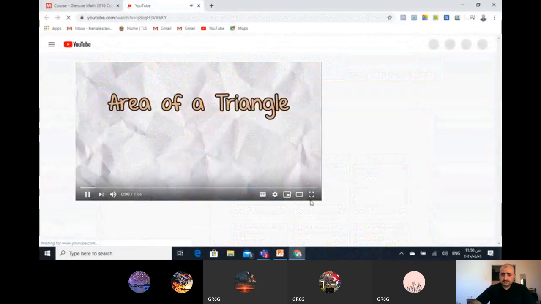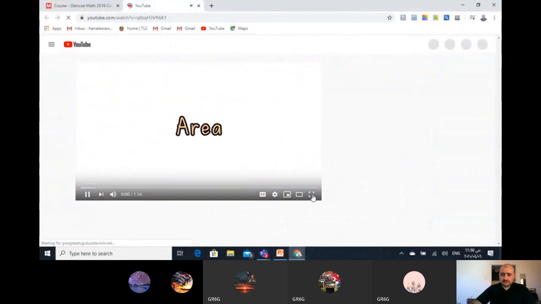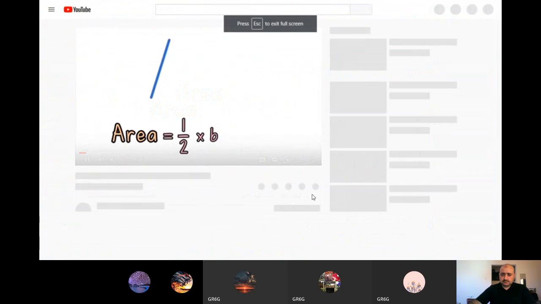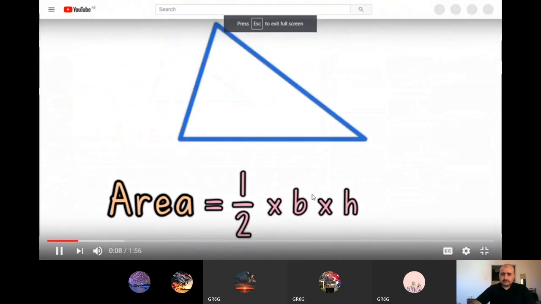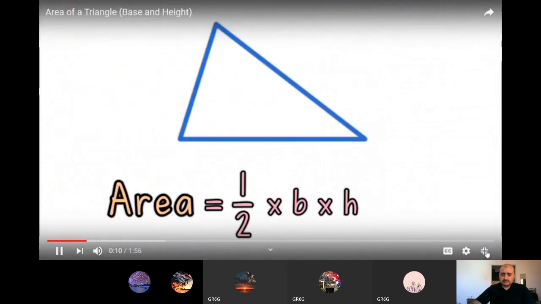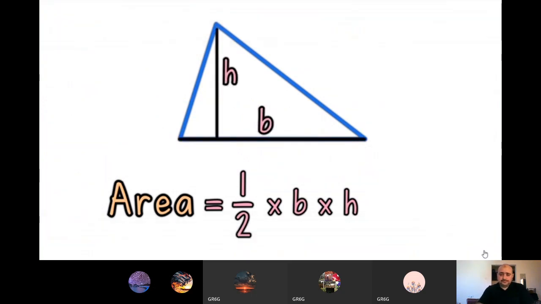Hi, let's learn about the area of a triangle. The area of a triangle is half of the base times the height. B is the distance along the base. H is the height, measured at right angles to the base. Area equals 1/2 times base times height. The formula works for all triangles. Another way of writing the formula is BH over 2.